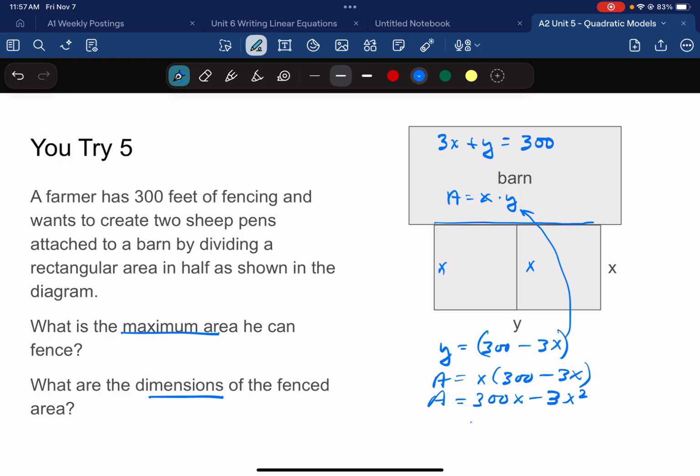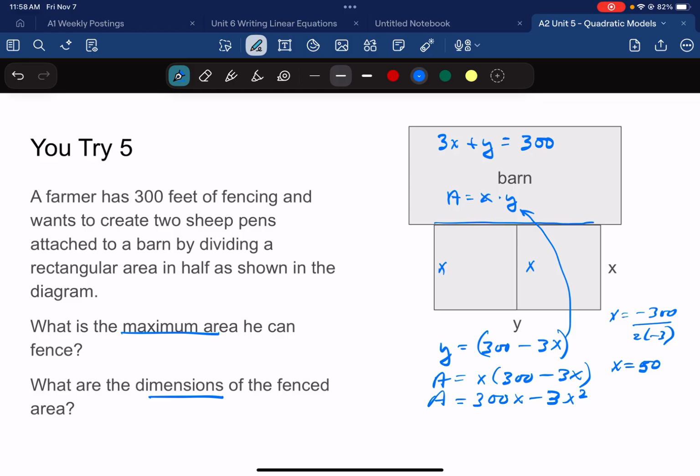Well, if I find the vertex x coordinate, that's the width of the field. So I'm going to use my negative b over 2a. So b is 300, so negative 300 over 2 times negative 3. So that's 300 divided by 6. Tells me that if I make my sheep pens 50 feet wide, then I'll get a maximum area.